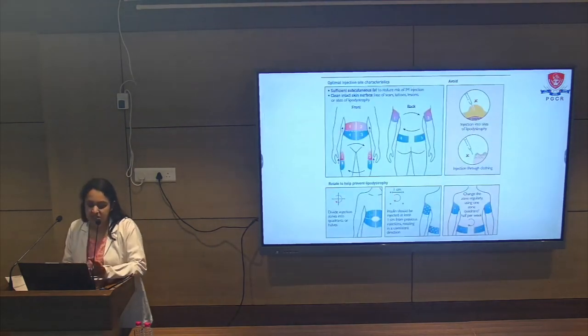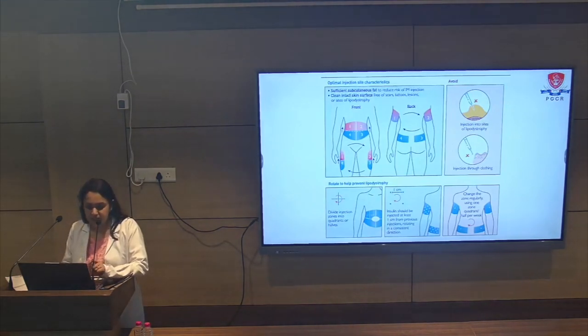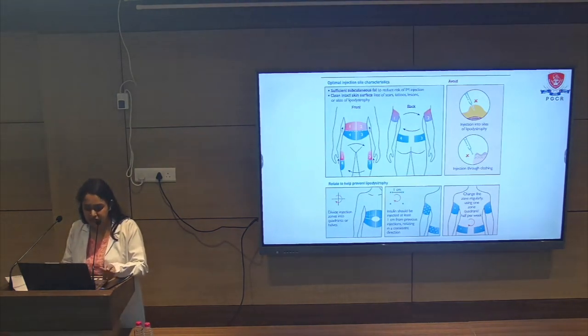Now this diagram shows the optimal injection site characteristics of the front and back. We have to rotate to prevent lipodystrophy. We divide the injection zones again into quadrants or halves. Insulin should be injected at least 1 centimeter from the previous injections, rotating in a consistent direction. We change the zone regularly, usually one zone, quadrant or half per week.